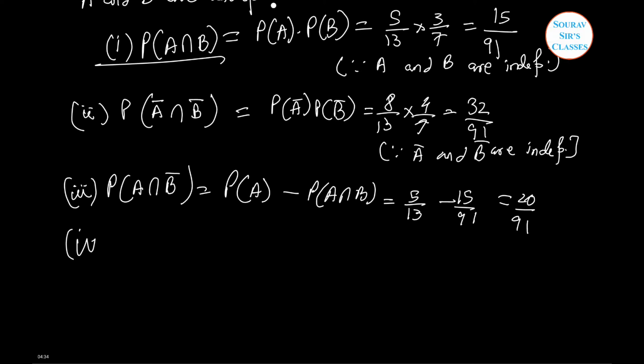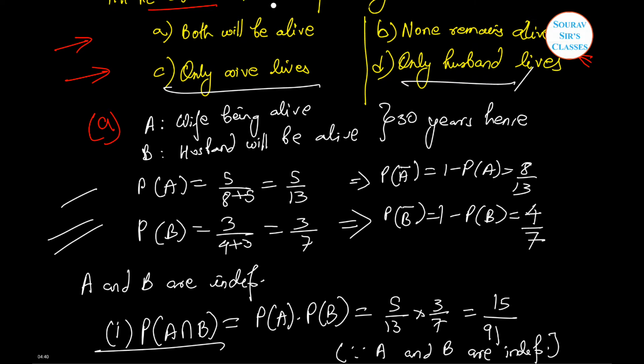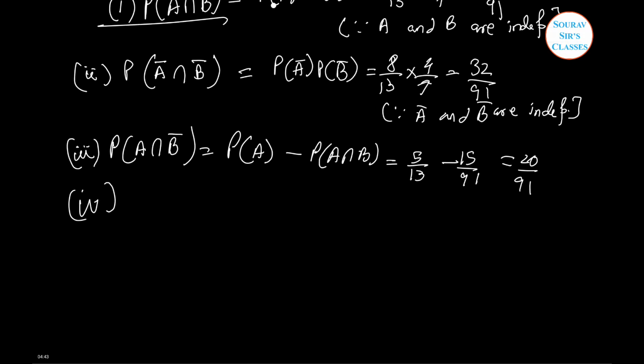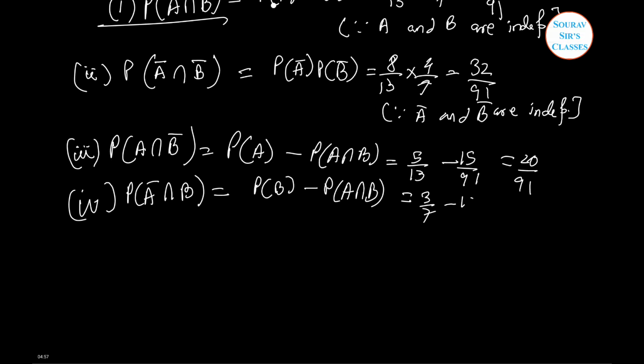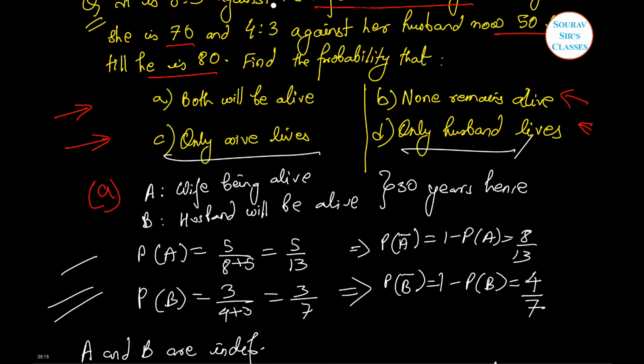Now let us find the fourth case, that only the husband will be alive. So we'll just do the reverse of this. Probability A complement intersection B is equal to probability B minus probability A intersection B. Putting in the values, we have 3 by 7 minus 15 by 91, and upon calculation this is 24 by 91. And there you go. That is how we do such a simple yet very important probability sum.